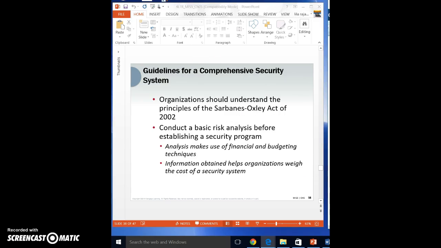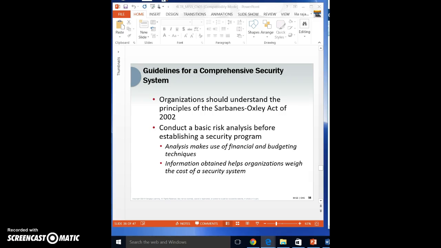Now let's look at guidelines for a comprehensive security system. In a company, employees are an essential part of the success of any security system. So training and security awareness and security measures are very important.